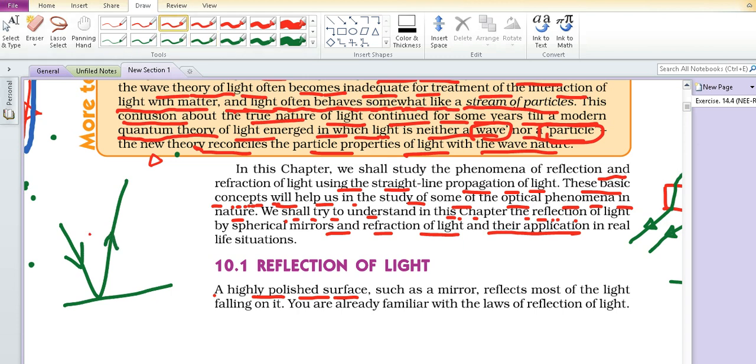And in between, if we draw a perpendicular, that is what we call the normal, then by drawing the normal this will be 90 degrees. So on one side, this is the incident angle, this is the incident ray, and this is the reflected ray.